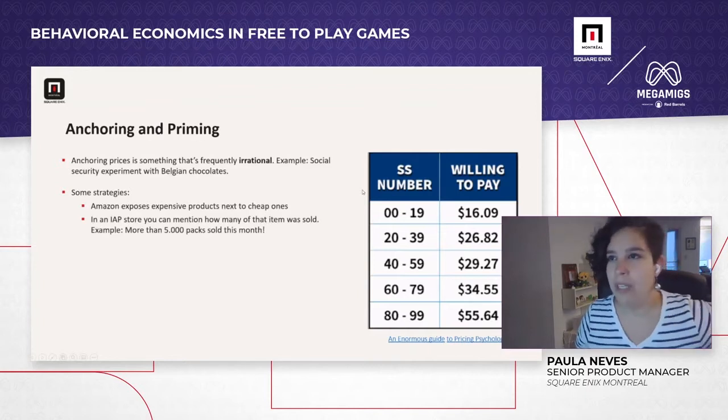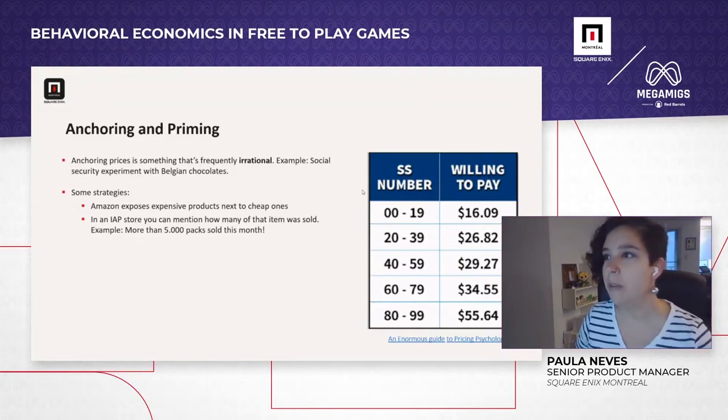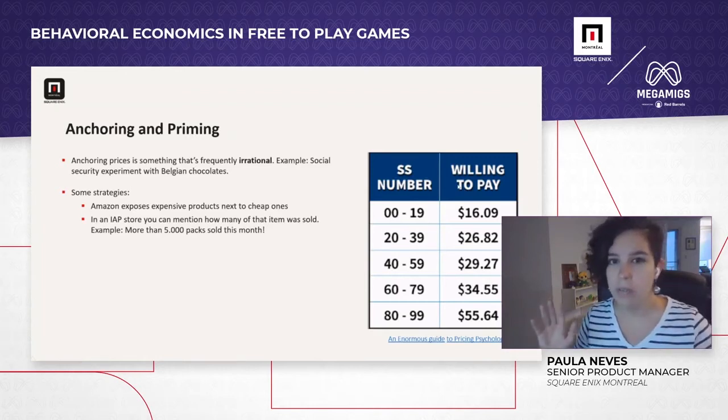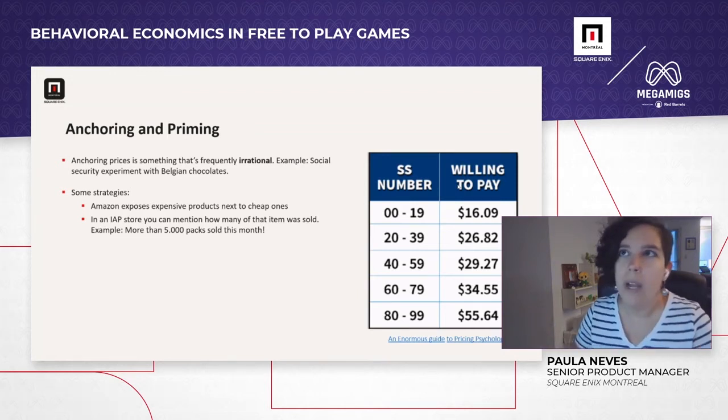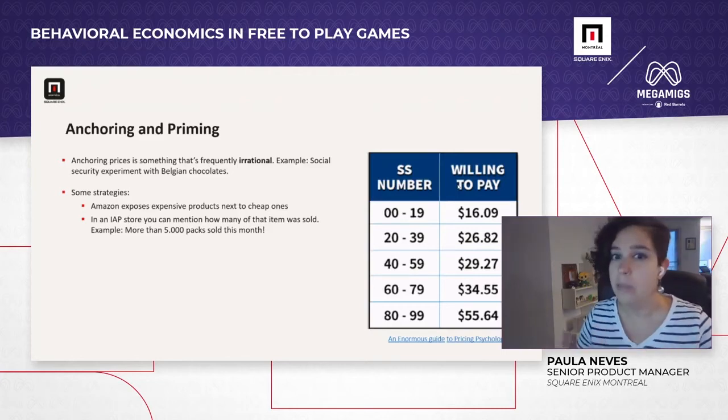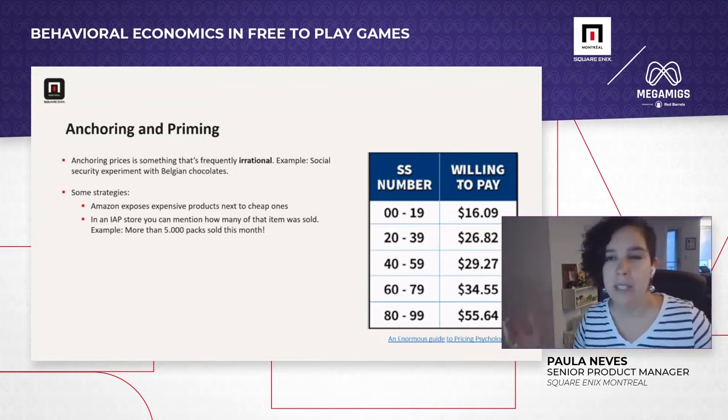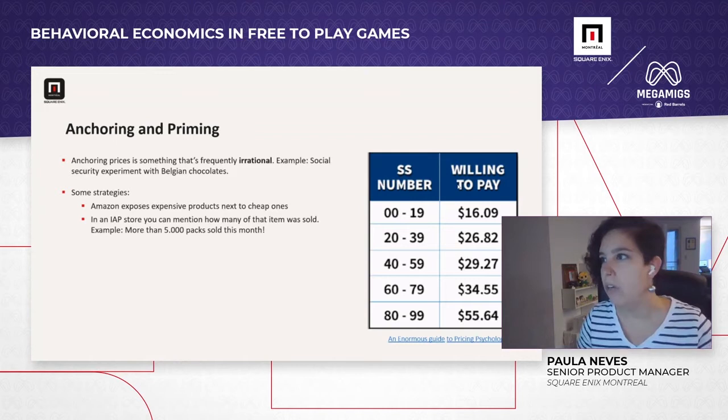So on to an example to make it more tangible. This is a very common exercise that has been done with several things. Basically, in this table you guys see the social security number of people and how much they are willing to pay for Belgian chocolates. In this case it was Belgian chocolates, but usually this experiment is done with whatever you can think of that people don't have an anchor pricing for. It can't be a bottle of wine or a pack of rice, something you already have an anchor for. This experiment is done with exercise bikes, things that you don't really have an anchor for.